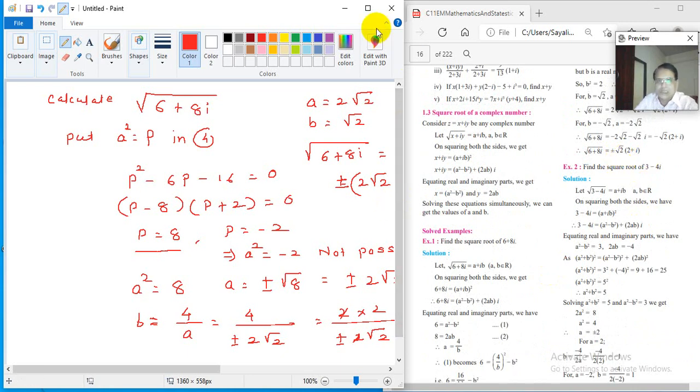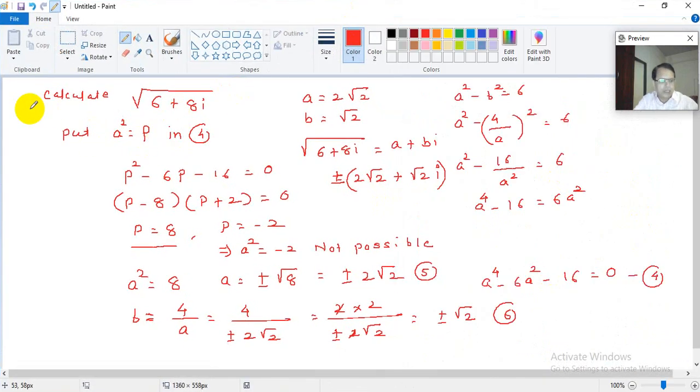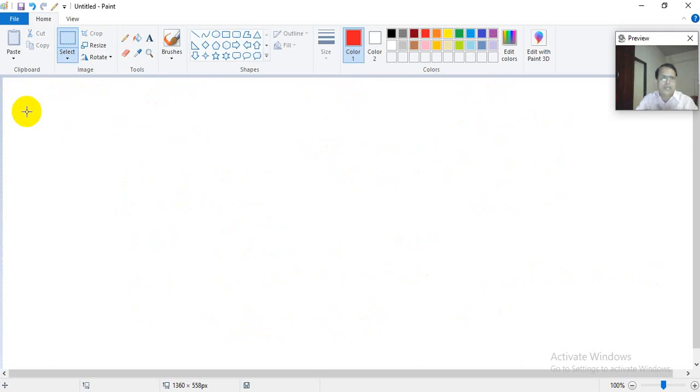So this is how such problems can be done. One more we will do and then terminate this lecture. We have to now find square root of 3 minus 4i, right? So I have to find now square root of 3 minus 4i. How to do that? This problem has a minus sign, that is why I am discussing it. Find root of 3 minus 4i.